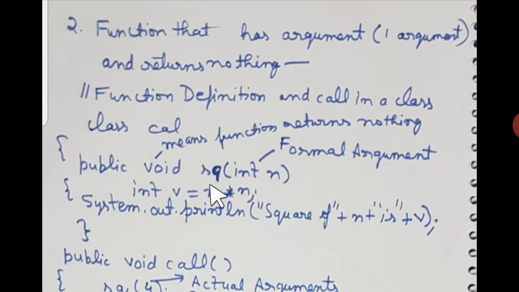And students, public void sq(int n). Inside this, int v equal to n asterisk n. So n into n, the product of n, is going to be stored in v. And after that, students, the square of the number is going to be printed on the screen: plus n, so n's value will be printed because there is a number whose square has been calculated, then "is", and then plus v. Students, v contains the result, or the square of the number. So suppose I pass the number 2 from here, so 2 into 2 will be 4, so 4 will be stored in v. So the message on the screen is going to be square of 2 is 4.